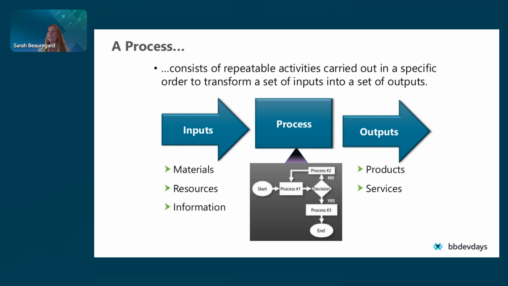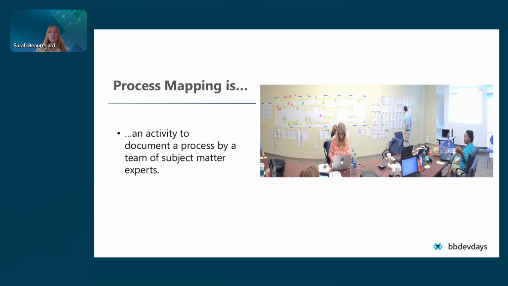Our customers can be internal customers of our projects, right? Internal to our organization, or they can be external customers, such as our constituents, our donors, our parents, our volunteers. Okay, so then on to the next slide. Process mapping is an activity to document the process by a team of subject matter experts. When we say subject matter experts, we mean the people that perform these processes every day, the people that are most knowledgeable. They do the work on a daily basis. So those are the folks that we would like to involve in our process mapping activity.